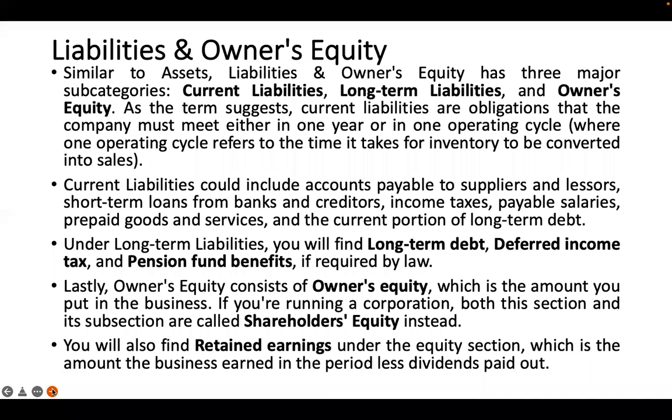If you are running a corporation, both this section and the subsections are called shareholders' equity instead. So if I am the single owner, or what we call a proprietor of a business, and I am the only person who has invested in the business, it would be called owner's equity. But if I am running a corporation where multiple persons have invested money, both this section and subsection are termed shareholders' equity instead. So instead of owner's equity, we call it shareholders' equity.